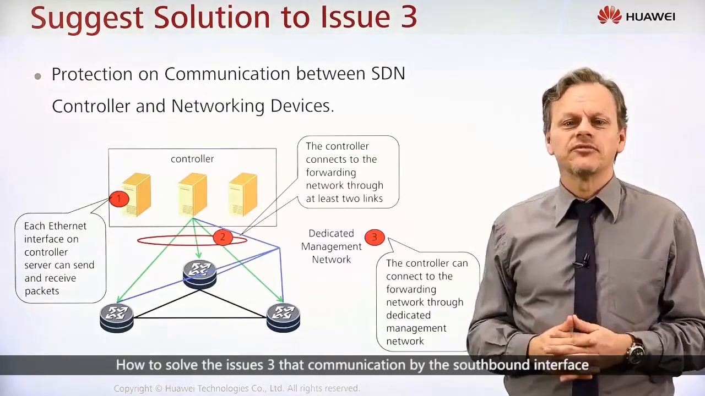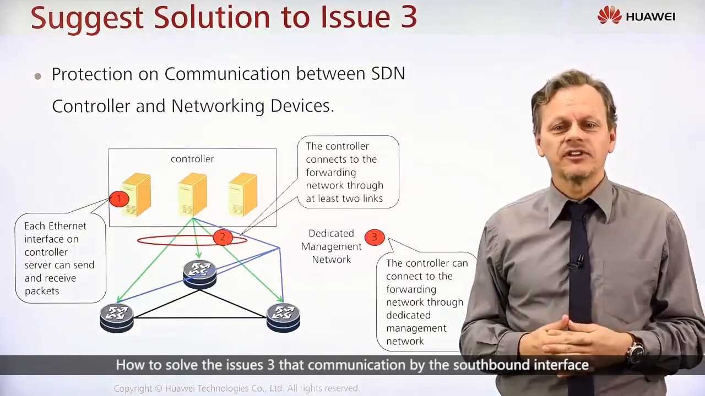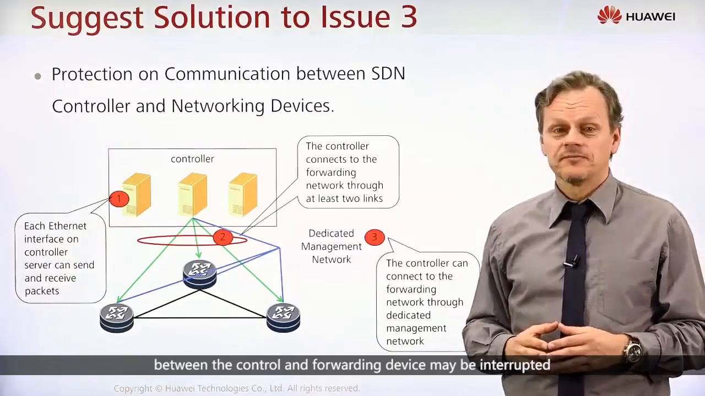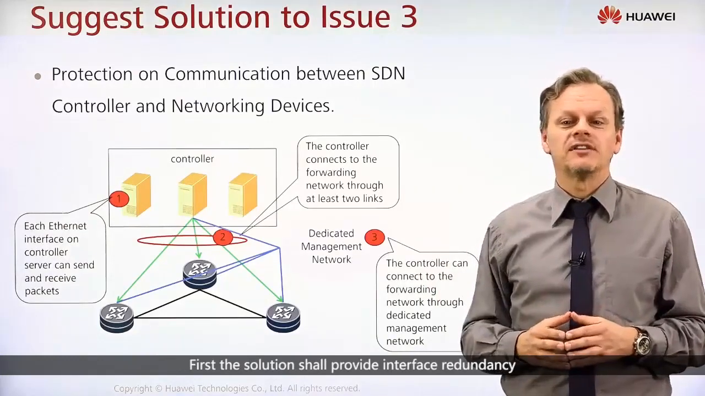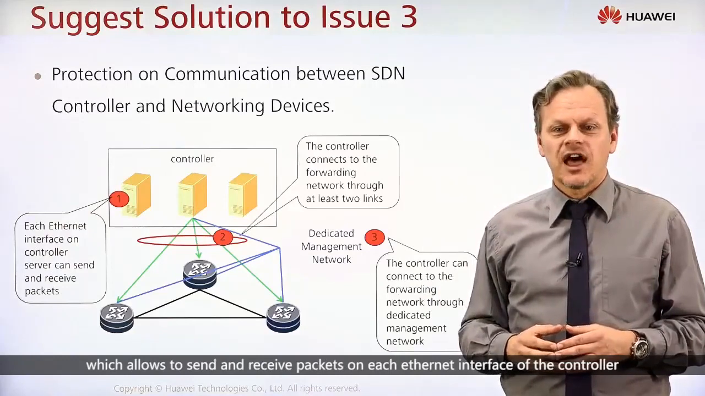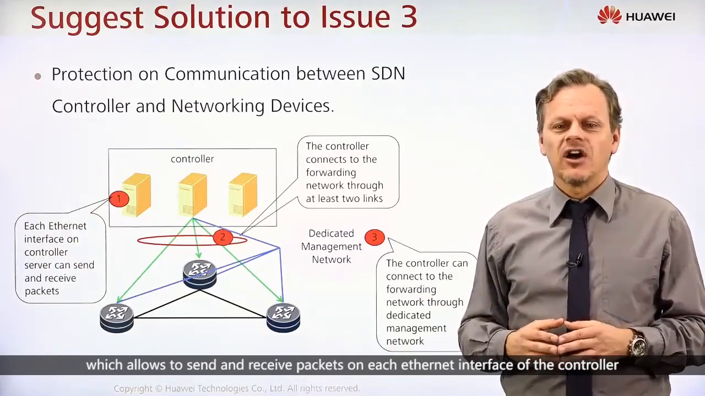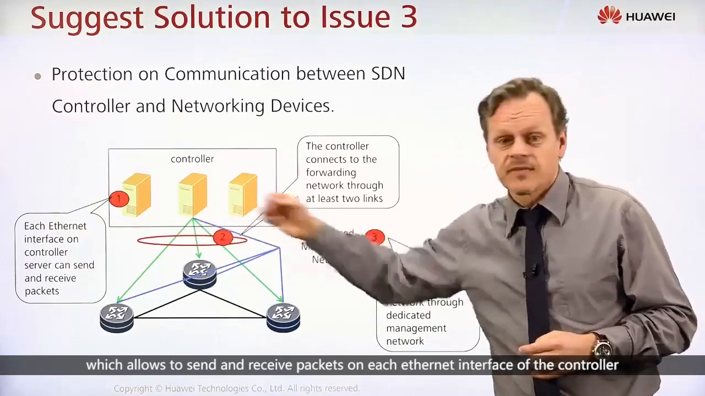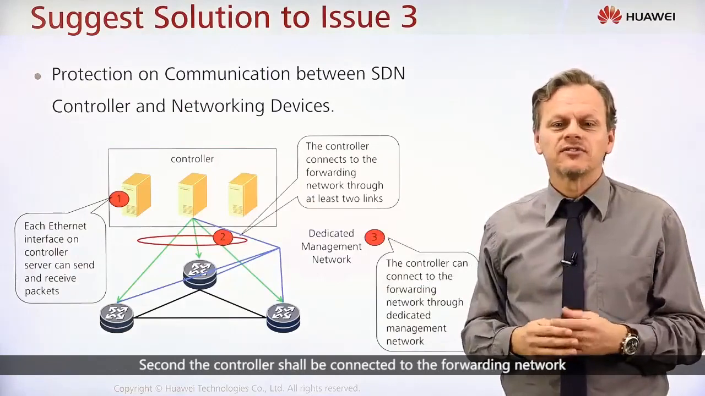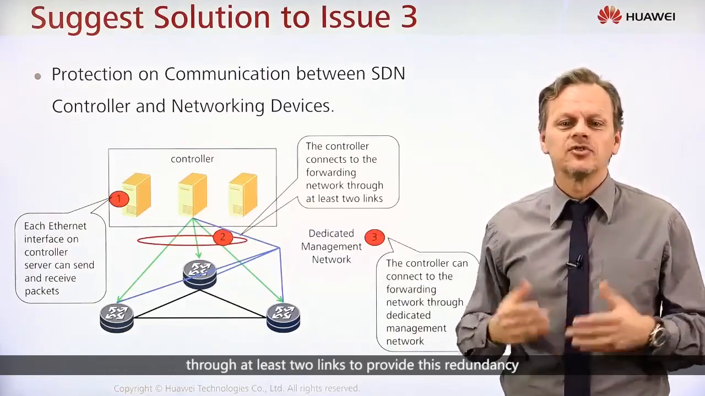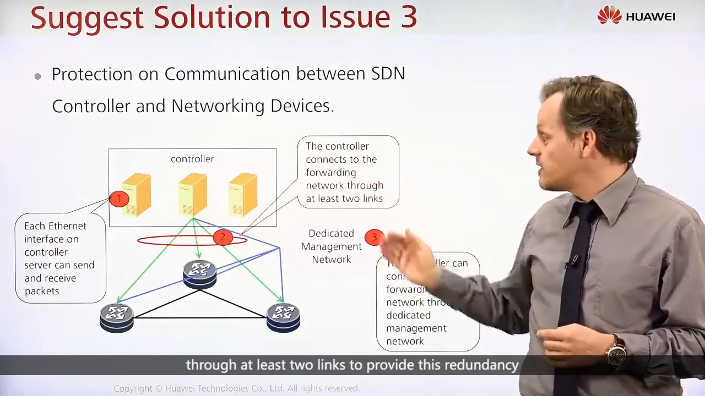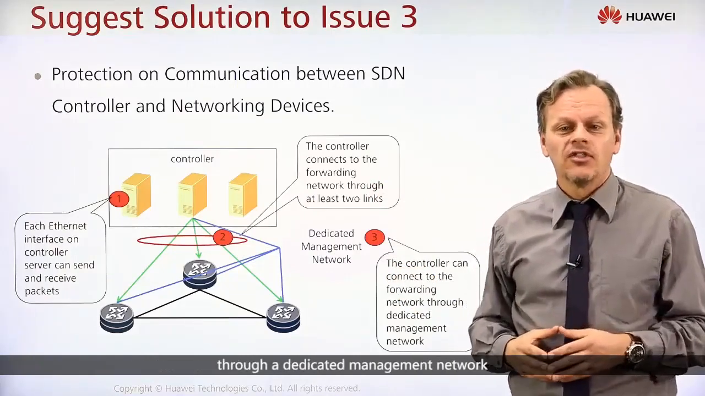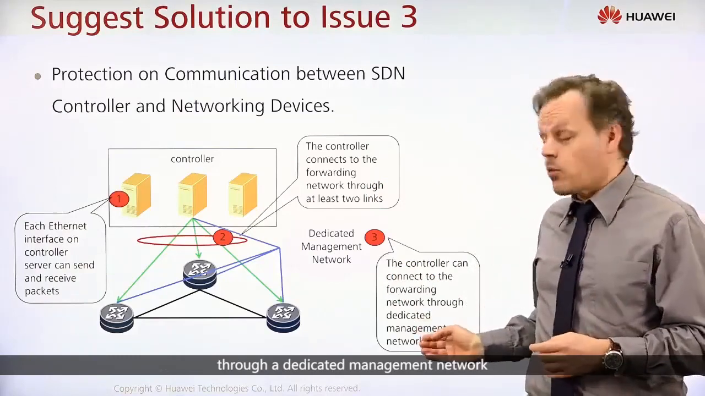How to solve the issue 3, that the communication via the southbound interface between the controller and the forwarding device may be interrupted. First, the solution shall provide interface redundancy, which allows to send and receive packets on each Ethernet interface of the controller. Second, the controller shall be connected to the forwarding network through at least 2 links to provide redundancy. And third, the controller shall be connected with the forwarding network through a dedicated management network.